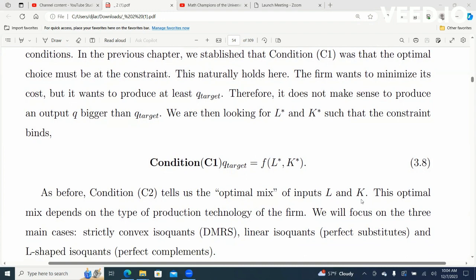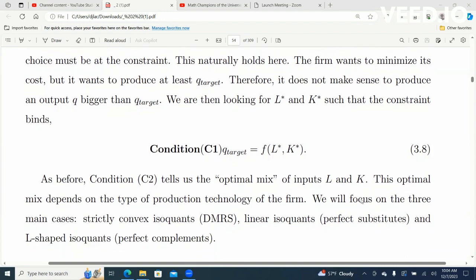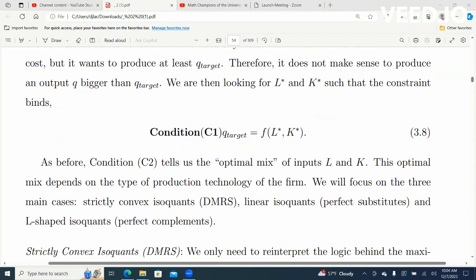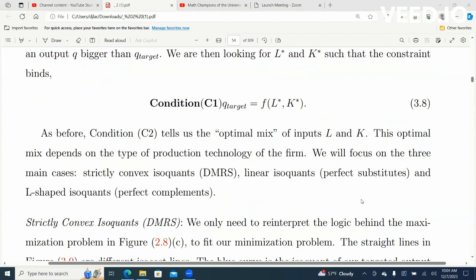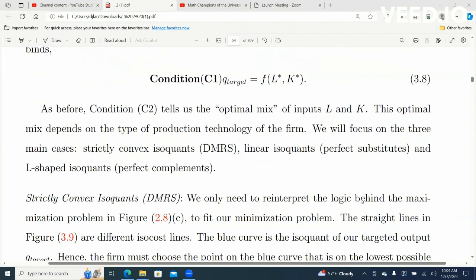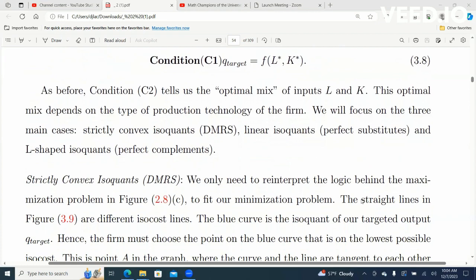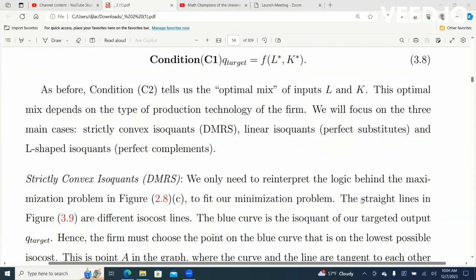This naturally holds here. The firm wants to minimize its cost, but it wants to produce at least a Q target. Therefore, it does not make sense to produce an output Q bigger than Q target. We are then looking for L and K such that the constraint binds. So that's going to be condition one. If we understand that, that right there is condition one.